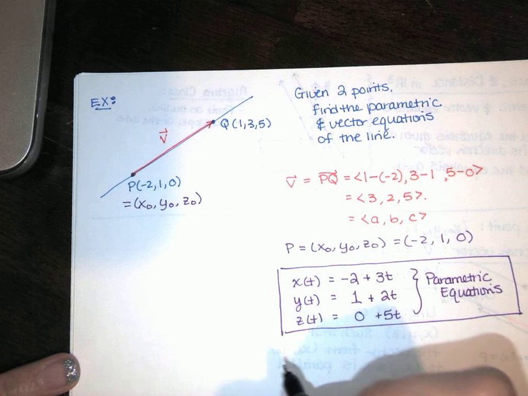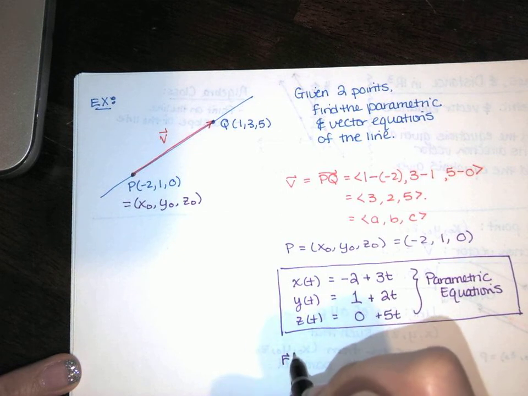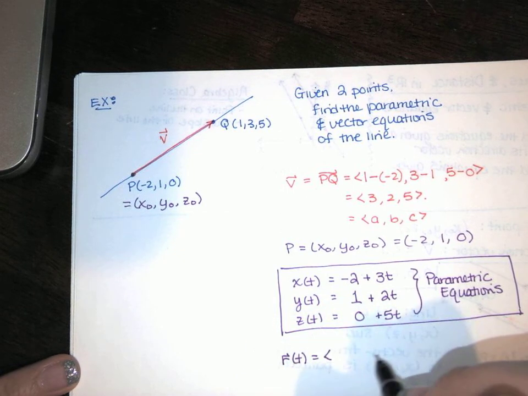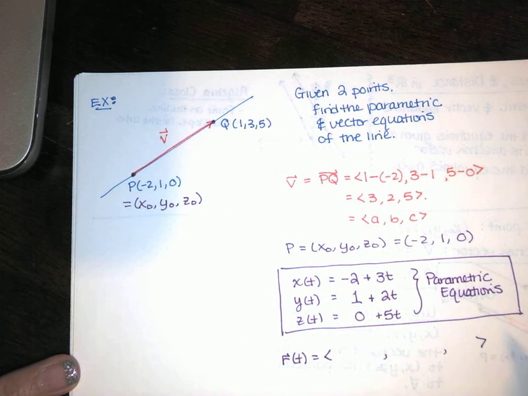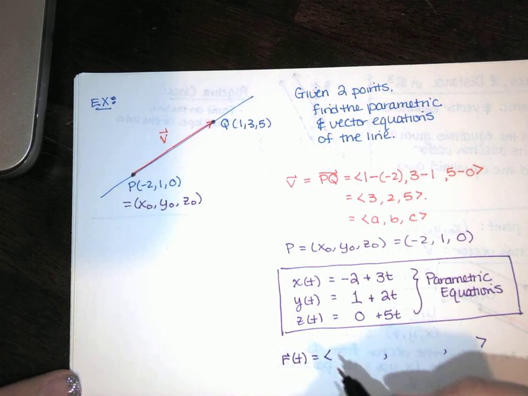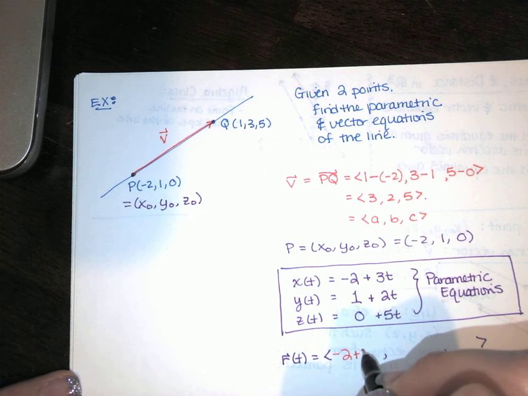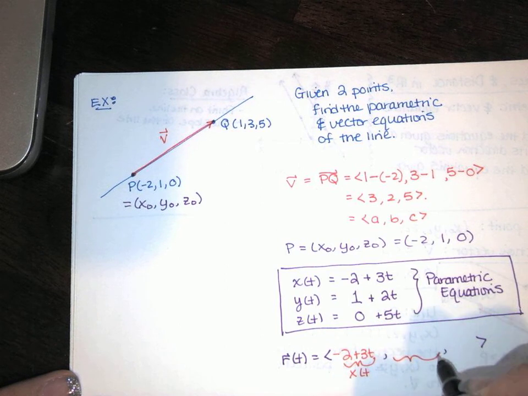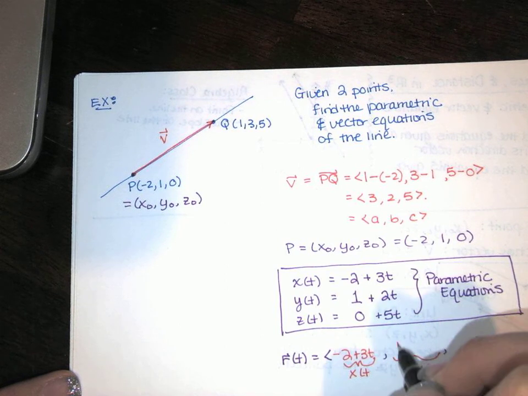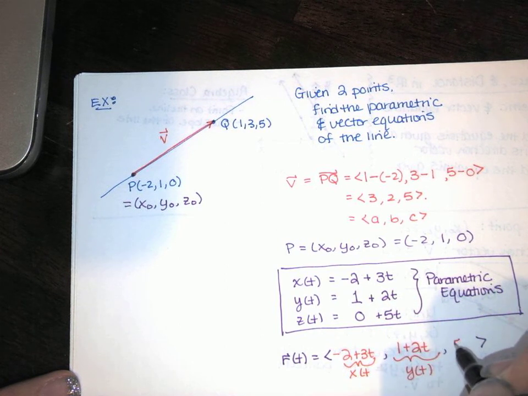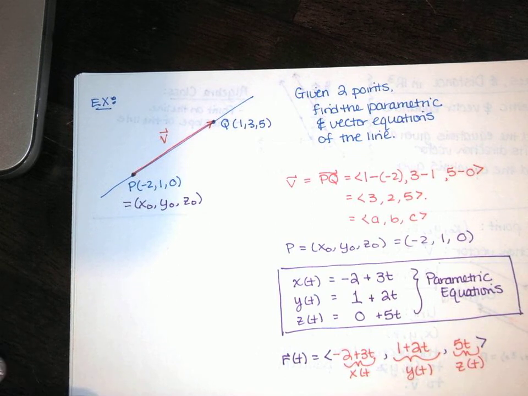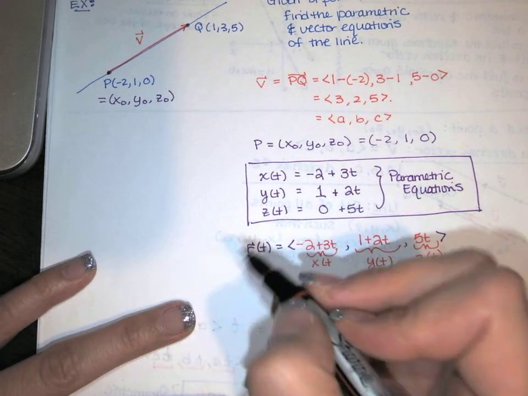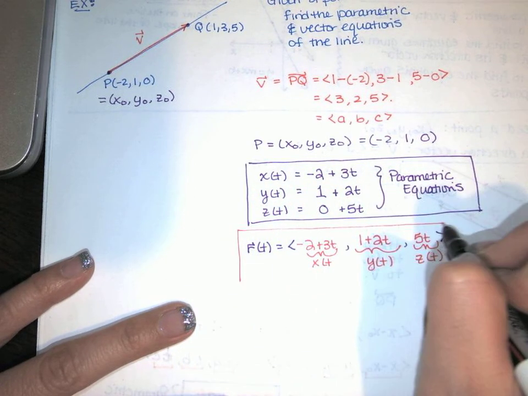And if I want the vector equation, r of t has components x of t, y of t, and z of t. So I put my x of t right here, y of t right here, and z of t right here. And this is the vector equation of the line.